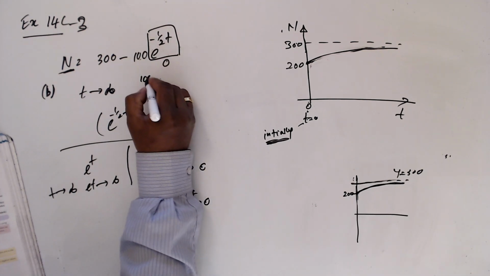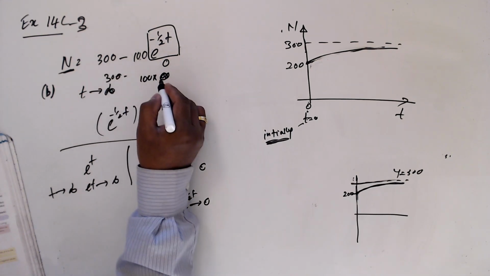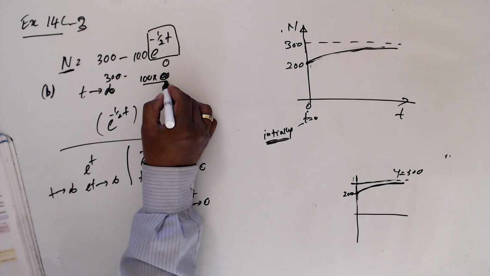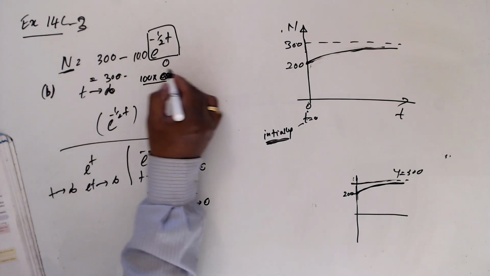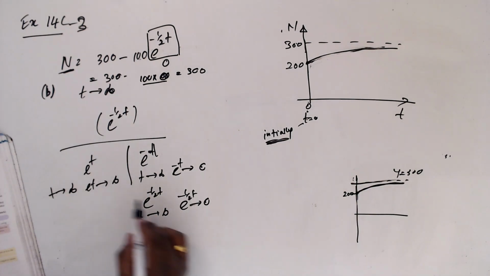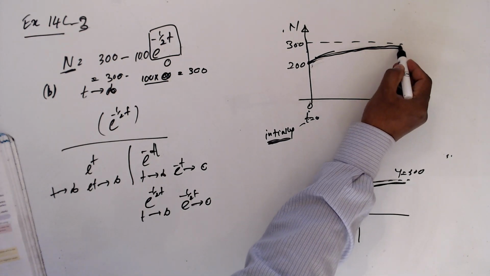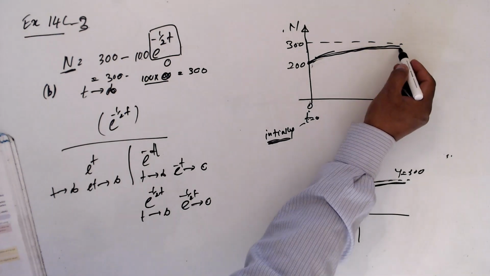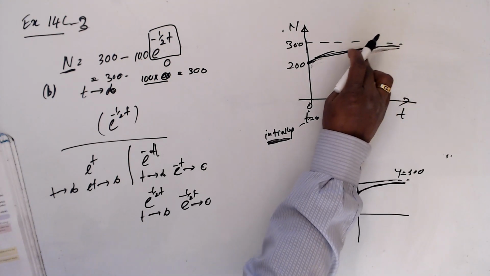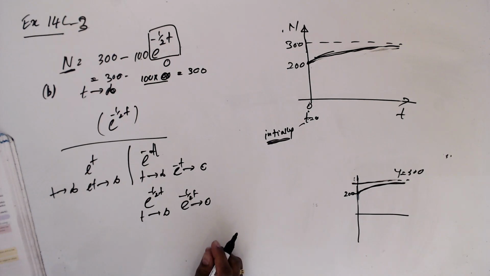Then 300 minus 100 times 0. 100 times 0 is 0. So the answer is 300. So when t goes to infinity, the curve goes towards 300, and 300 is the asymptote. It means it will never go more than 300. You can't see that the number of infected is more than 300. The maximum is 300.